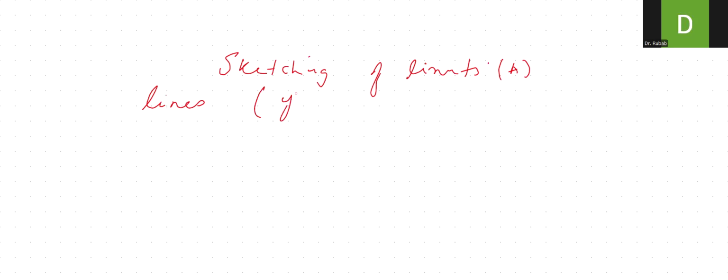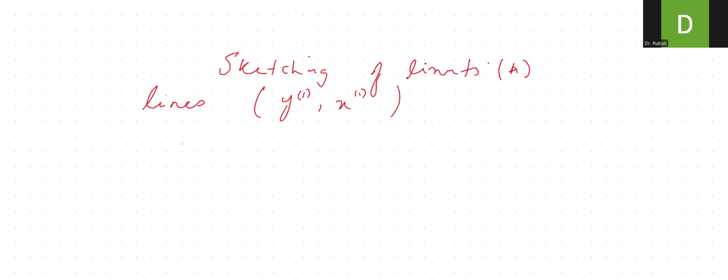In this lecture, we will talk about sketching of limits and how to make graphs. So it is the first part. In the first part, we will discuss how to sketch lines. Usually the limits are in linear functions, and linear functions draw lines. A linear function means y and x have power 1, right? So these are linear functions.